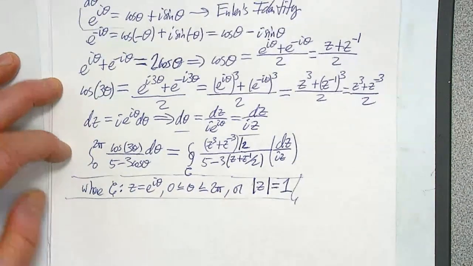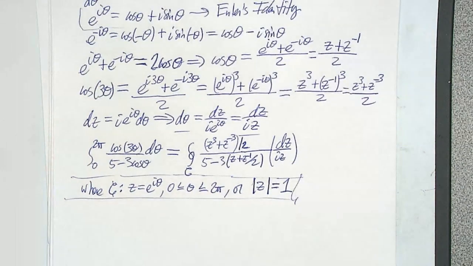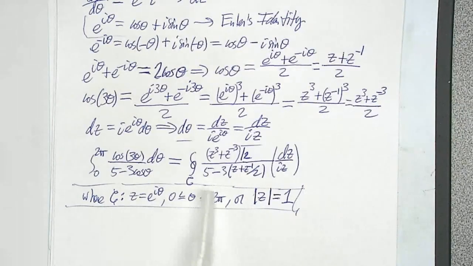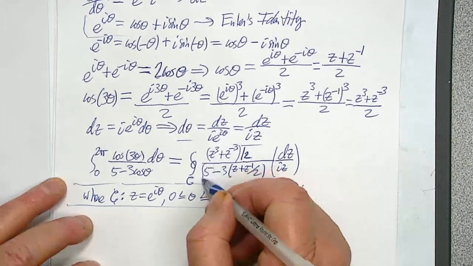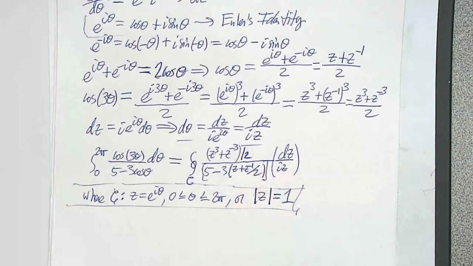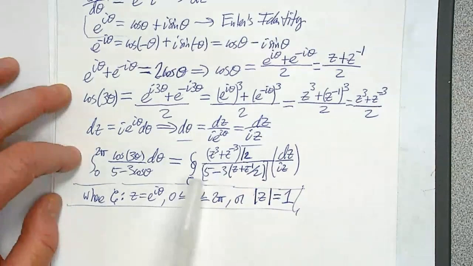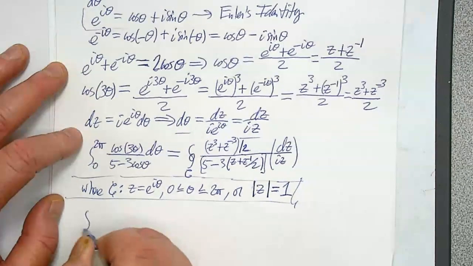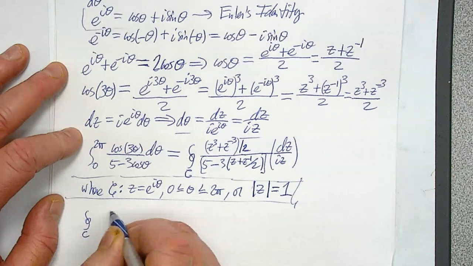And then we'll use residues to figure this integral. But we won't have to do that thing where we let r go to infinity, because we're really just integrating around this circle. Okay, so let's rewrite this so we can simplify things.